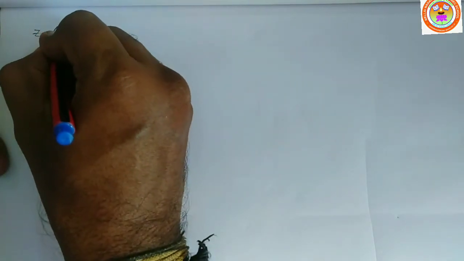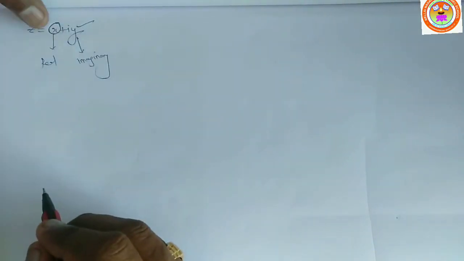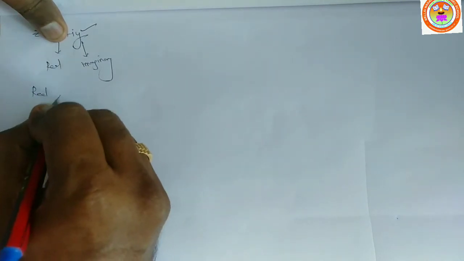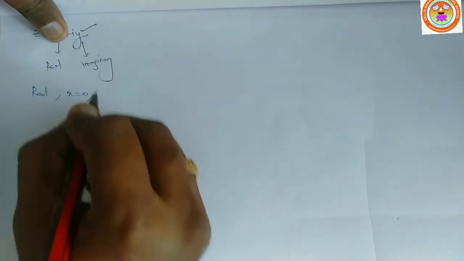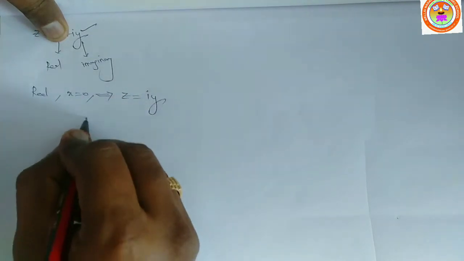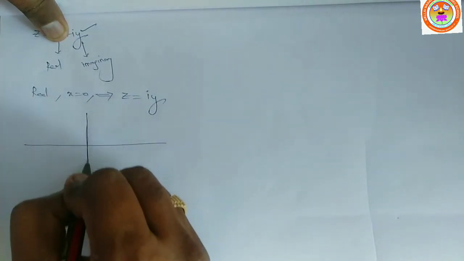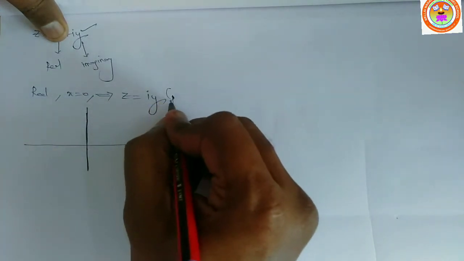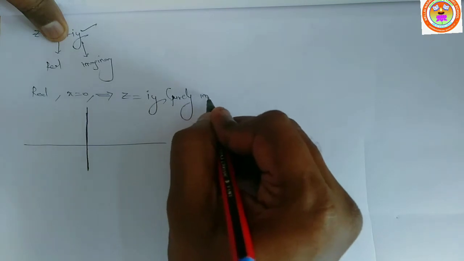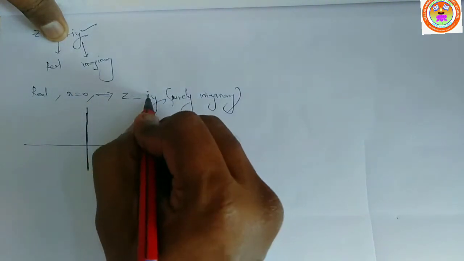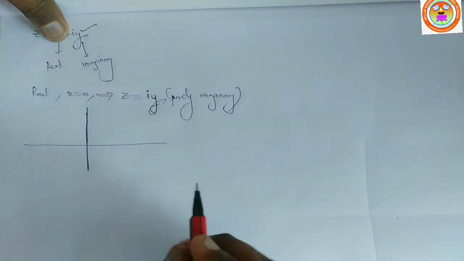If this real part is going to become 0, then 0 plus iy is nothing but iy. If real, that is x, is equal to 0, then z is equal to iy. We can say it is present only on the imaginary line, so it is purely imaginary. If z is nothing but iy, it is called purely imaginary.